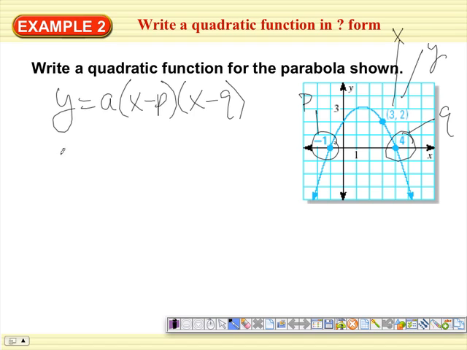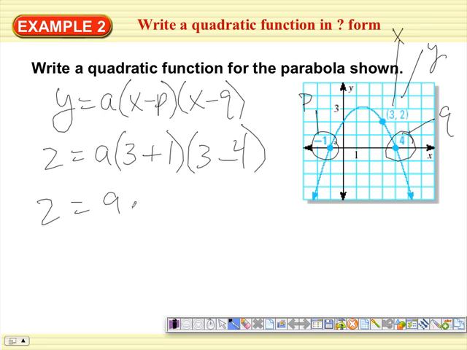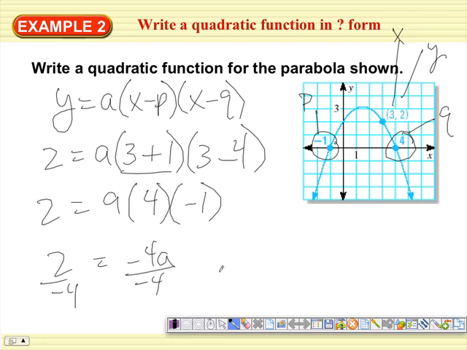So here we go, just to make sure. y is 2. a you don't know. x is 3 minus p, which is negative 1, so plus 1. x is 3 minus q, which was 4. Plug all those in. 2 equals a times 4 times negative 1. 2 equals negative 4a. Divide by negative 4. a equals negative 1/2, just like he got, and most of you said negative 1/2 was your a.